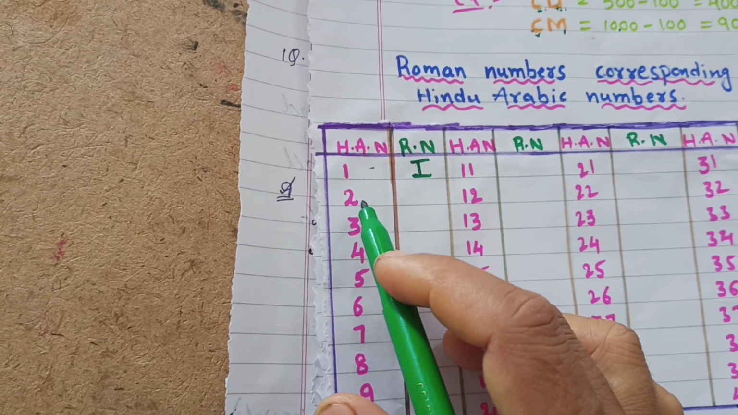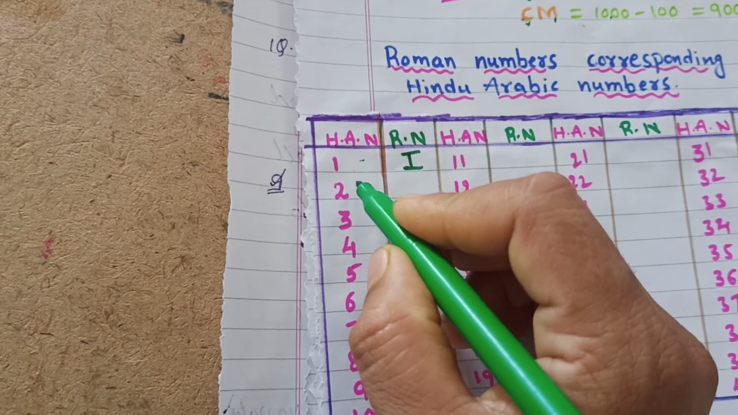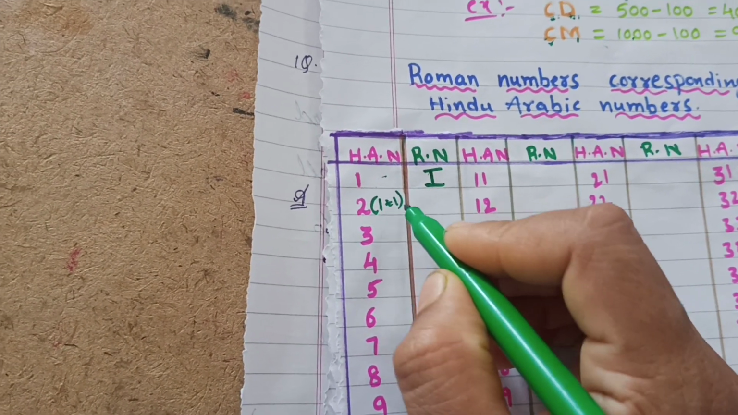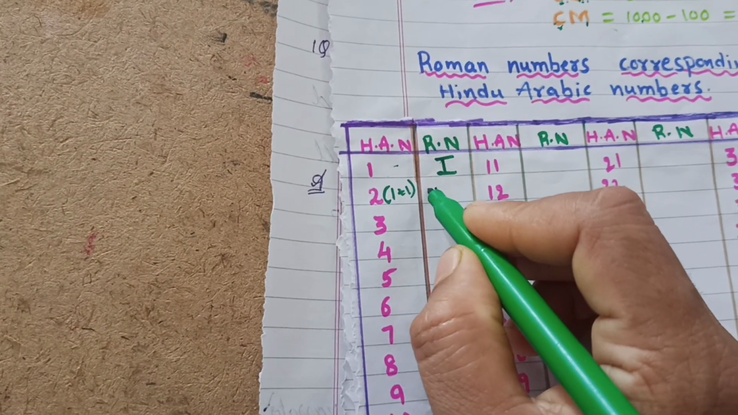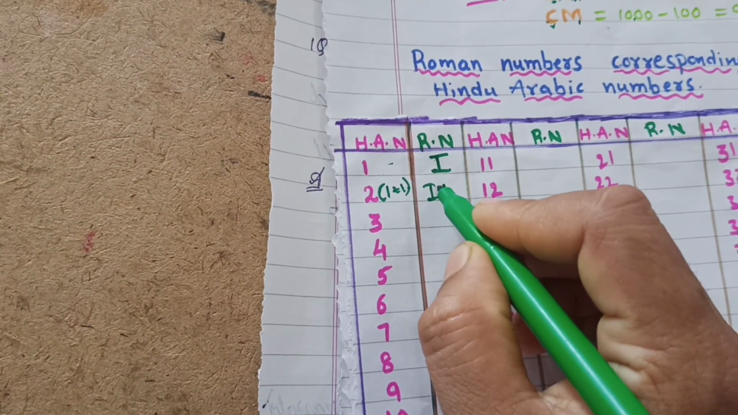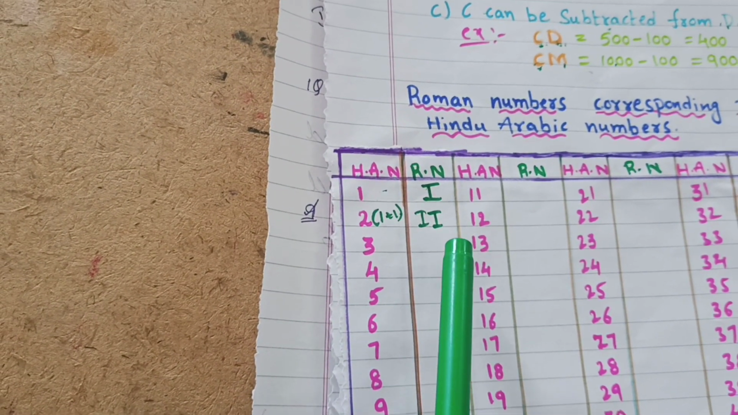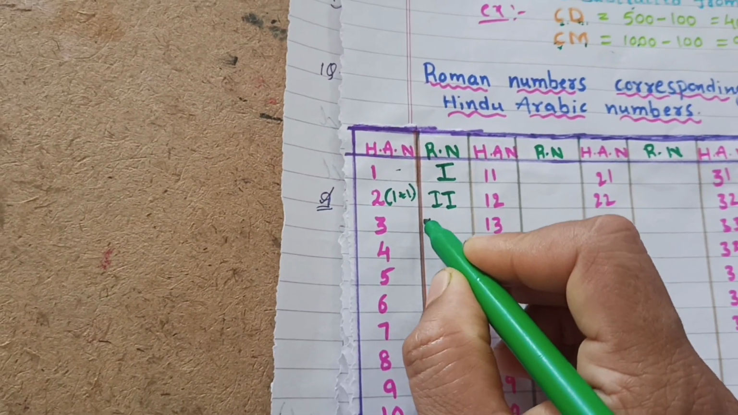Next, 2. How can you write 2? 1 plus 1. In Hindu-Arabic numbers, we can write 1 plus 1. 1 plus 1 means 1 can be written I. 2 times I. 2 can be written in the Roman numeral system as 2 times I. 3 also we can write I.